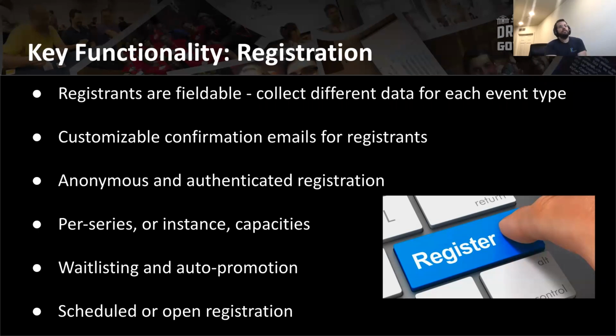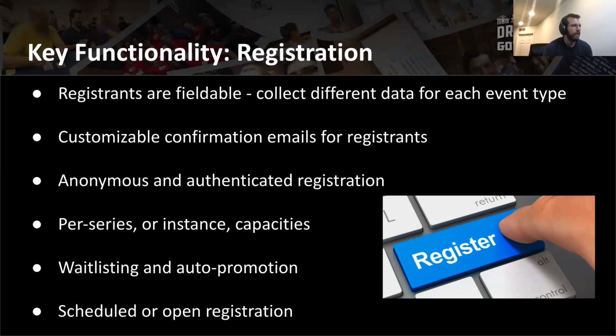You can customize confirmation emails for registrants. Using tokens, you can send registrants particular emails at particular times, and I'll show a screenshot of that in a moment. You can also enable or disable anonymous or authenticated registration. There is a permission that allows you to allow anonymous users to register.